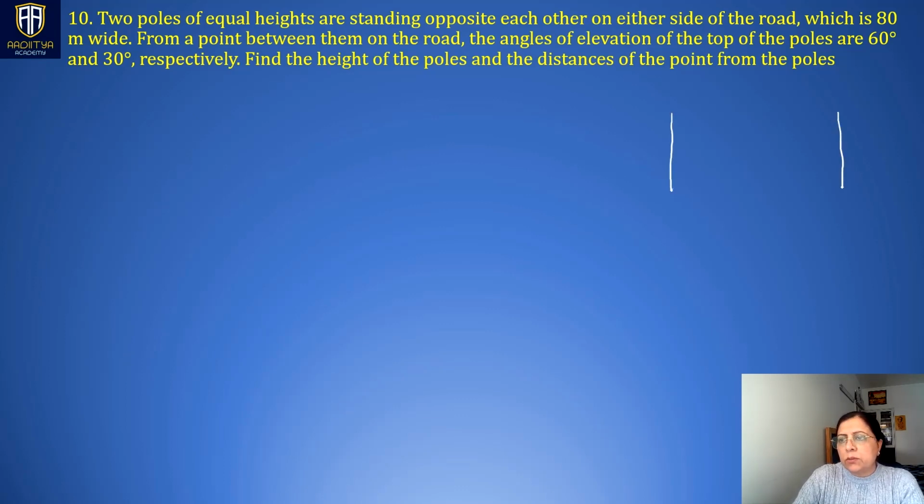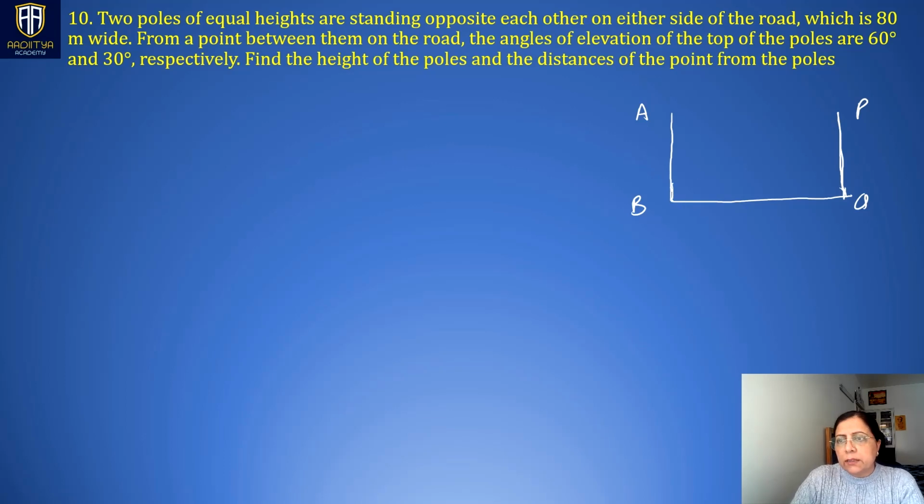So we have to make two poles which are equal in height. They are standing opposite each other. Let one pole be AB and the other be PQ. They have the same height. They are standing opposite to each other on either side of a road which is 80 meters wide.